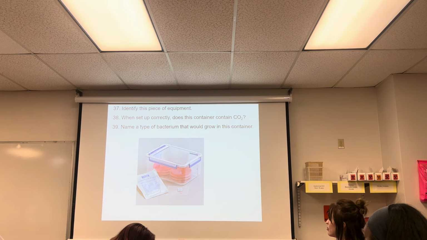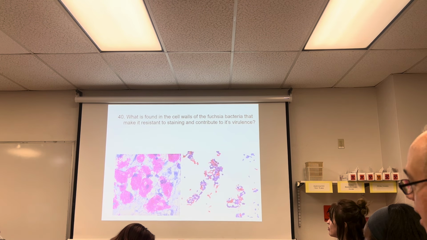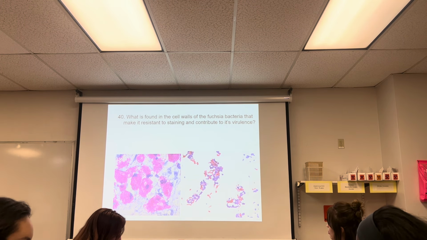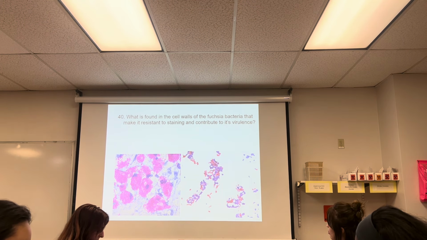We're almost done. Okay, look here. So we've learned purple and red is what? Green and red is what? And now hot pink and blue is what? Acid fast. So what is found in the cell walls of the fuchsia bacteria that make it resistant to staining and contribute to its dangerousness?